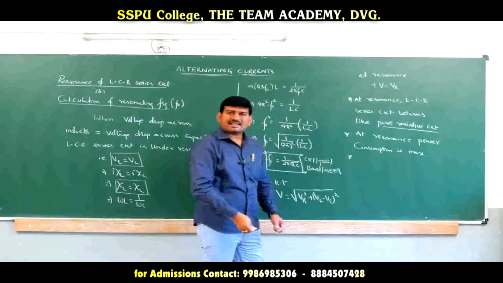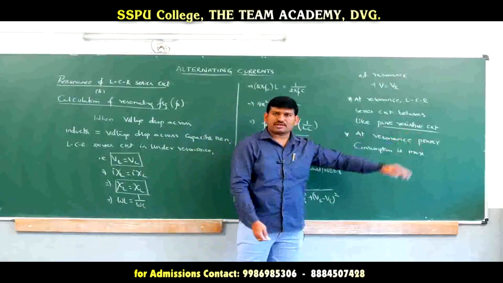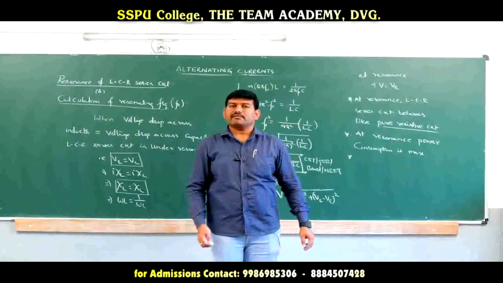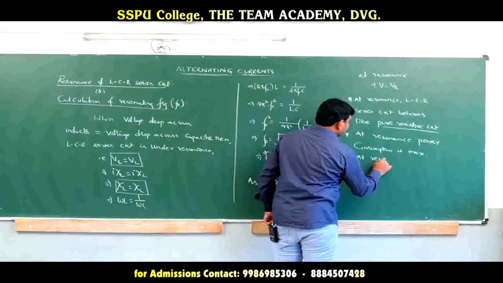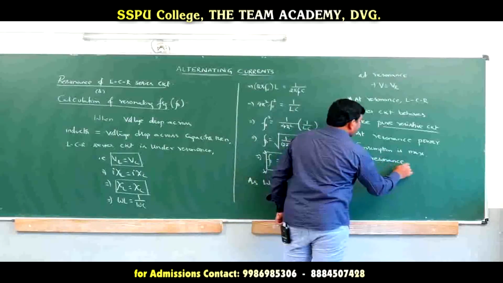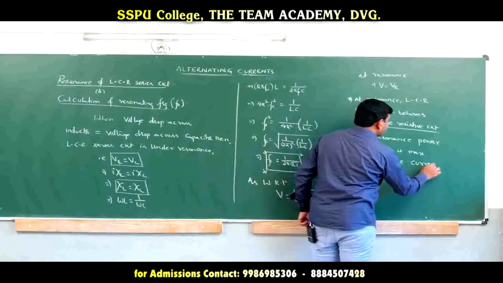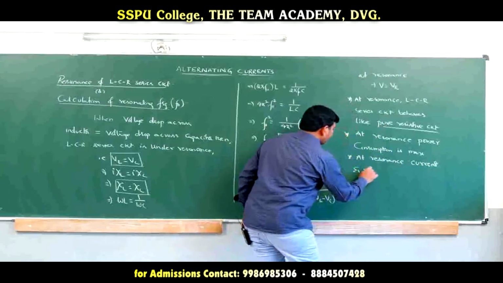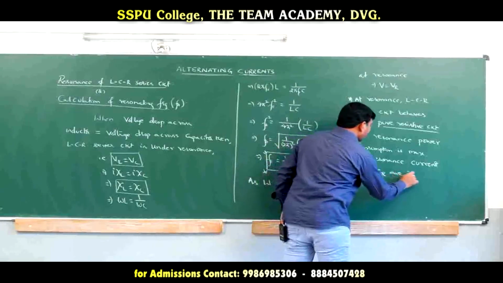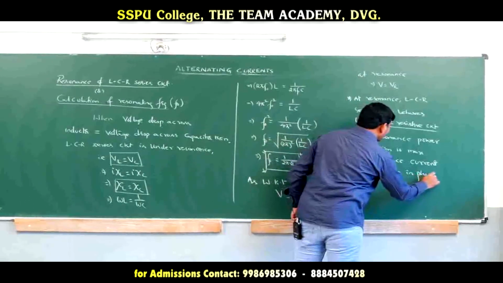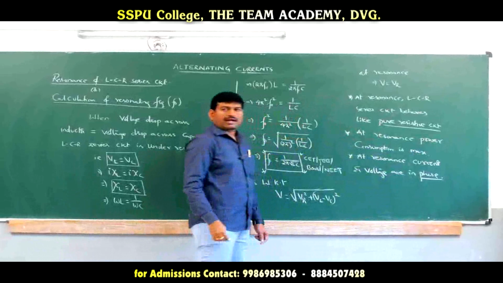And at resonance, as it behaves like a pure resistive circuit, current and voltage are in phase. At resonance, current and voltage are in phase. Otherwise, the phase difference between current and voltage is 0 at resonance.